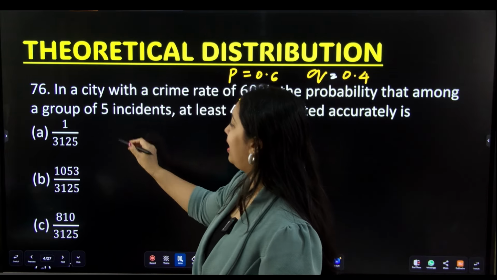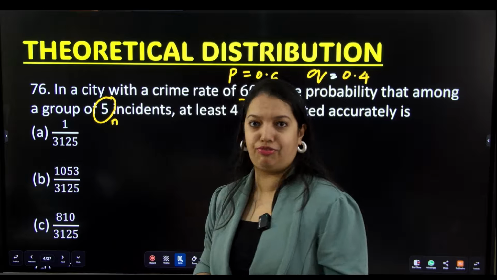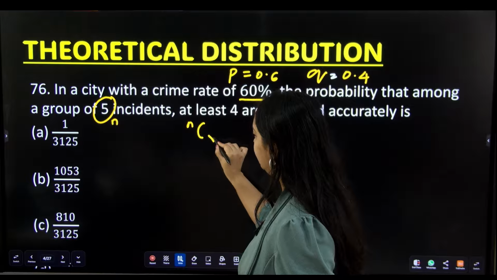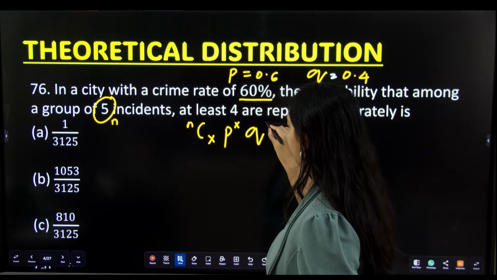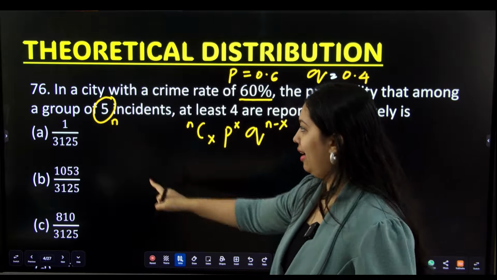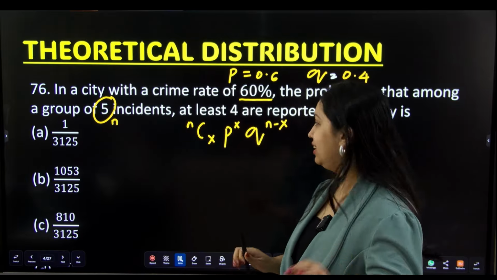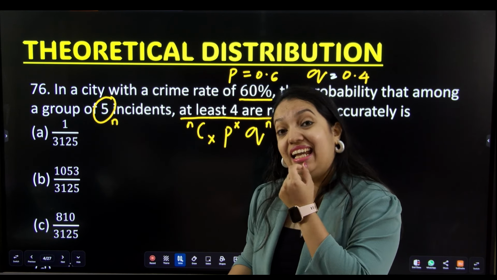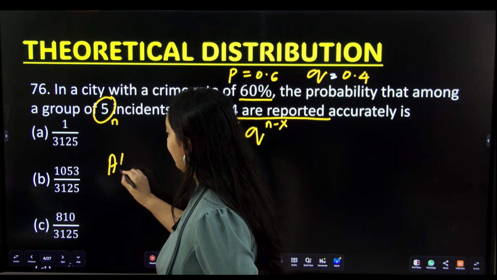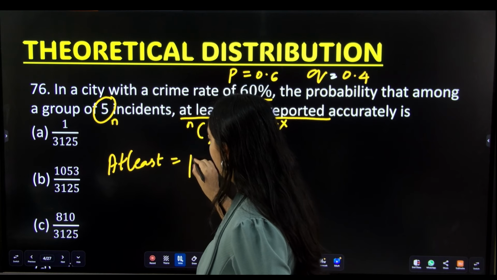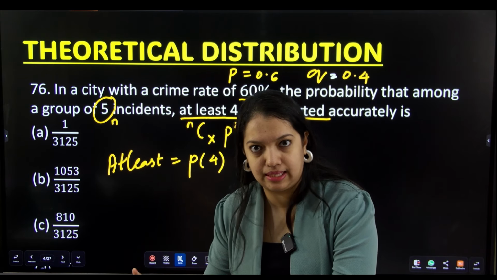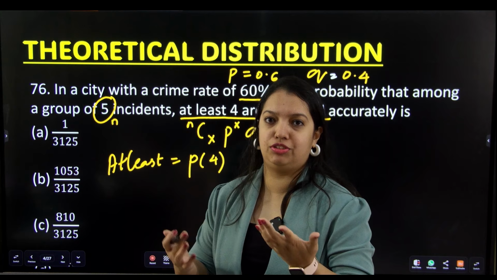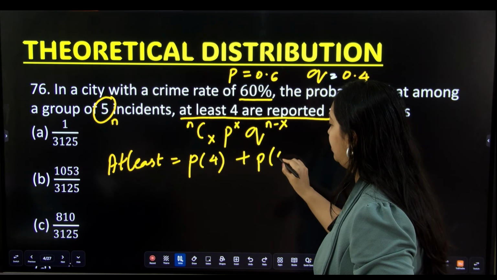Probability that among 5 incidents, so n value is 5. What is the formula for binomial distribution probability? nCx p power x q power n minus x, where n value I have to take as 5. What is x? At least 4 accidents are reported. So x value is at least 4. What do you mean by the word at least? It can be probability of 4 accidents. Now some accident has happened, it is reported to the authority. At least 4 accidents or 5 accidents, which is maximum. So plus probability of 5.